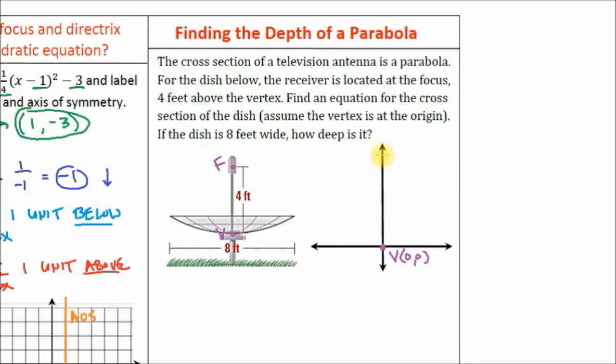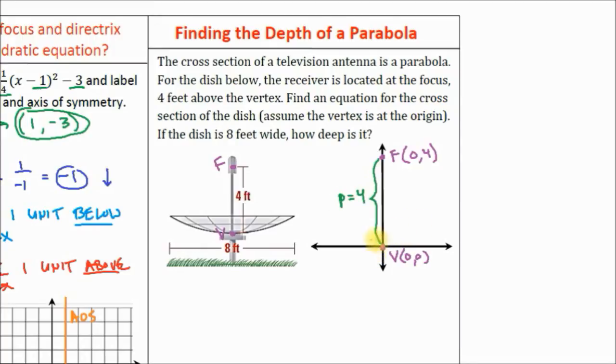We also know our focus is going to be at 0, 4, because you can see our focus is 4 feet above the vertex. Alright? So now we have to figure out how to find the equation for this. Well, we know what the p-value is already. The p-value is the measure from the vertex to the focus, which in this case is 4 units. We go up 4 units. So p is equal to 4.